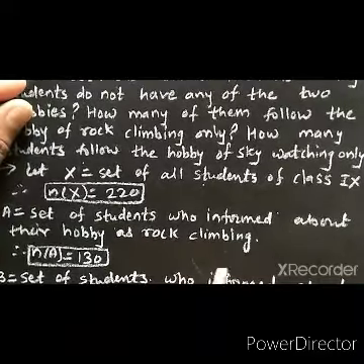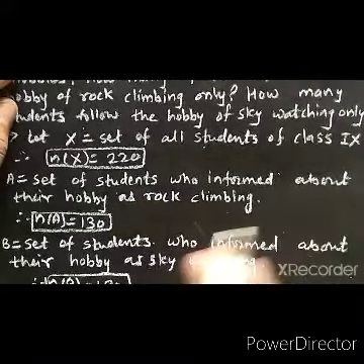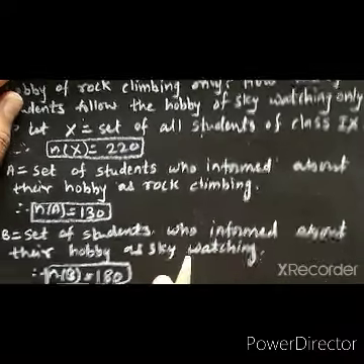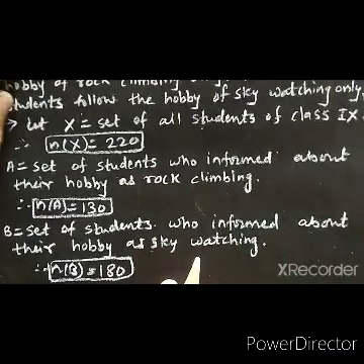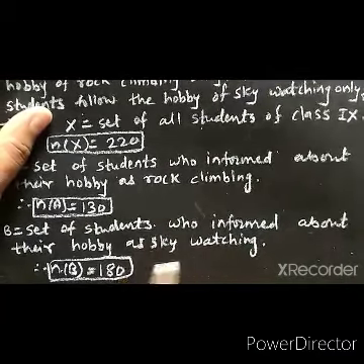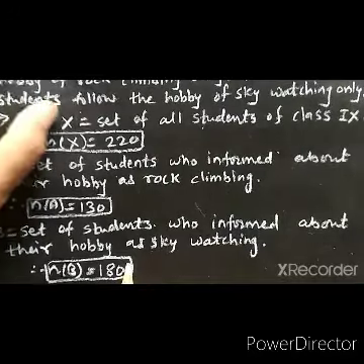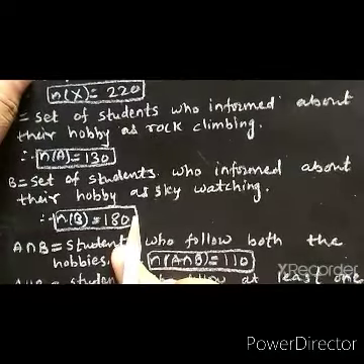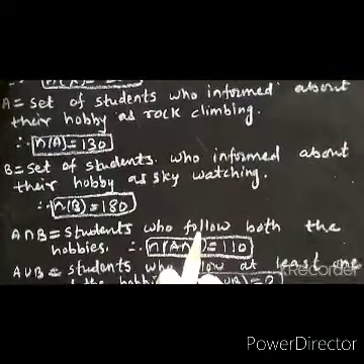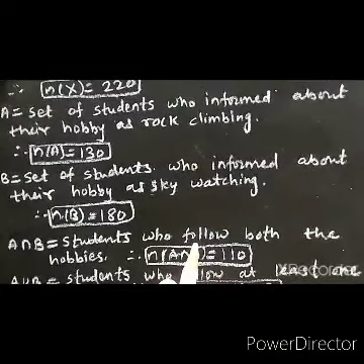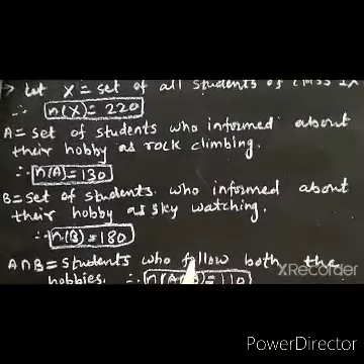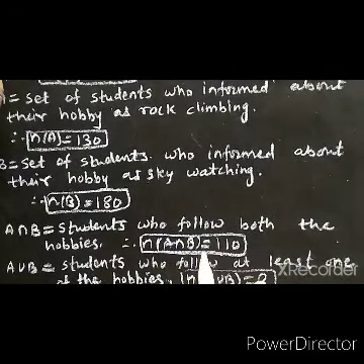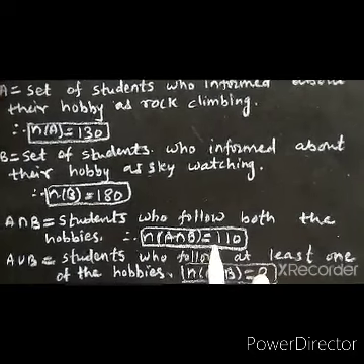Now consider set B for the set of students who informed about their hobby as sky watching. So here we have n of B equal to 180. n of A intersection B, that is, we have to consider students who follow both the hobbies. And here we have n of A intersection B equal to 110 students.